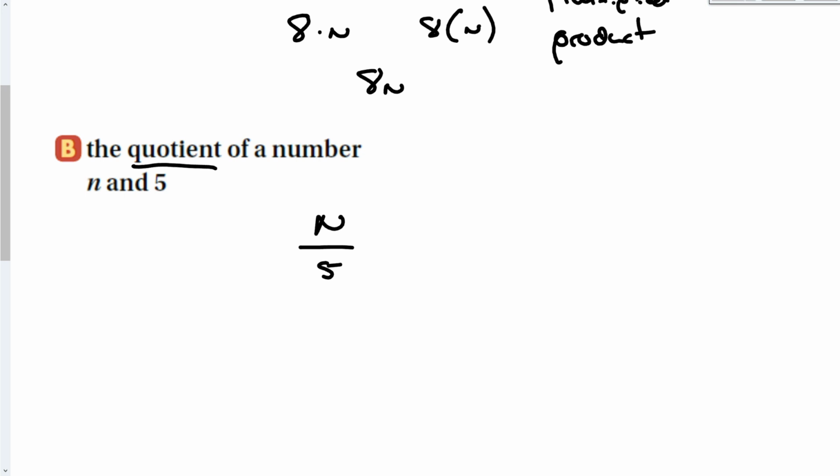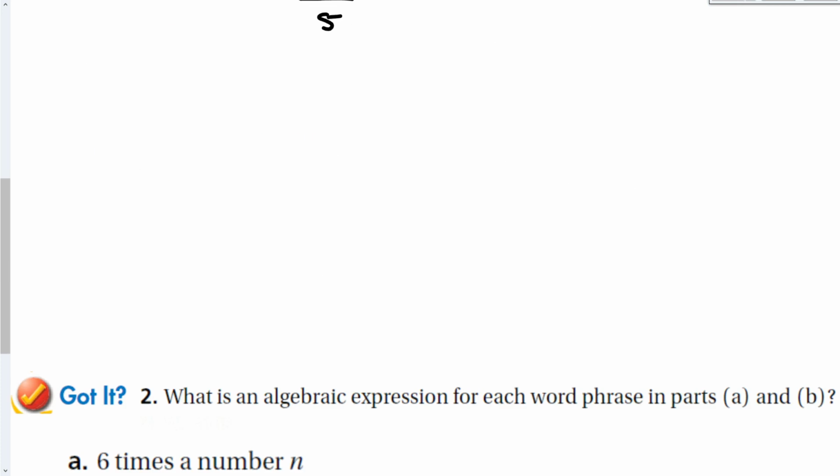with the n on the top and the 5 on the bottom, which means n divided by 5, or n over 5. We can say it like that, however you want to say it. The one that everybody kind of forgets, though, is quotient, which is in the problem. Let's look at our got it problem.